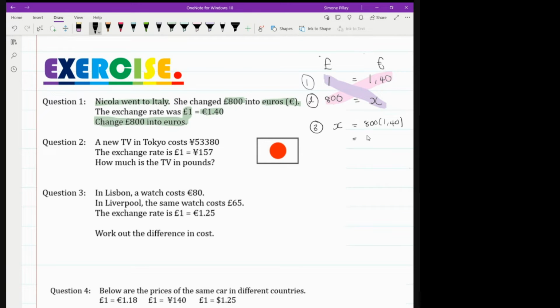1120. I agree, Narisha. They are super, super fast.